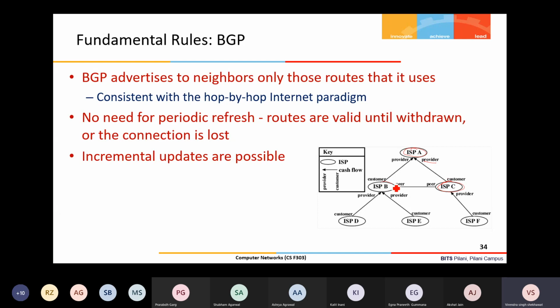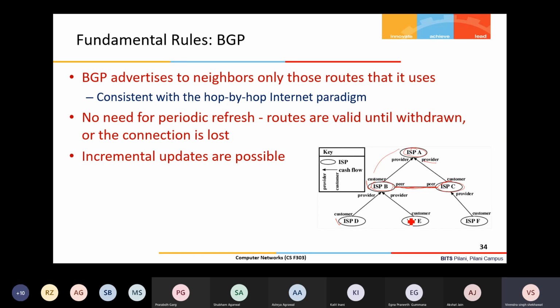Similarly, ISP C and B have a peer-to-peer relationship. Peer-to-peer relationship is shown with just a single line without an arrow. And the relationship between ISP A and B is that B is a customer of A and B is a provider for D. So D is a customer of B. So you can see there is a customer provider relationship, a peer-to-peer relationship, or a provider customer relationship, which is the reverse of that, right? It depends upon with respect to which autonomous system you are talking.